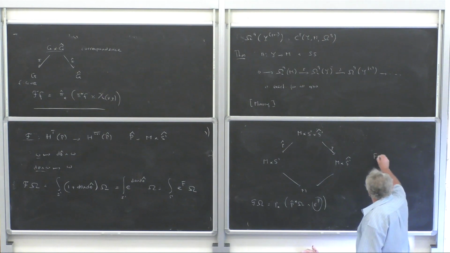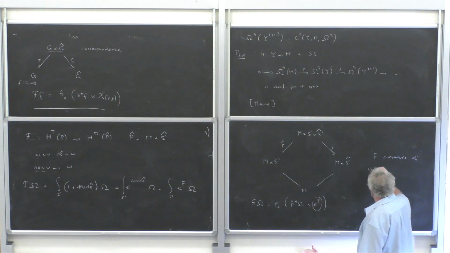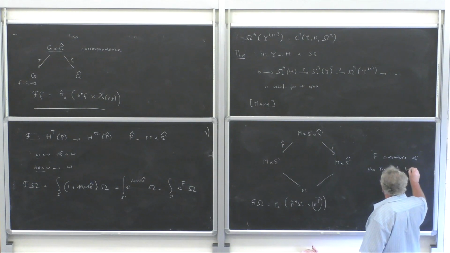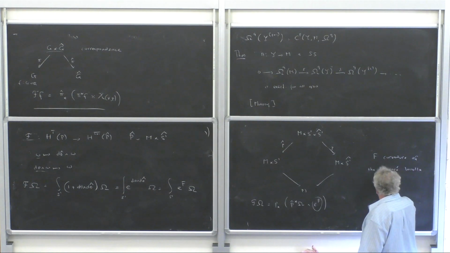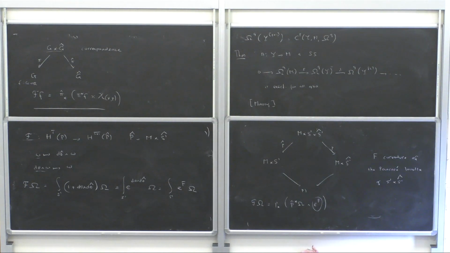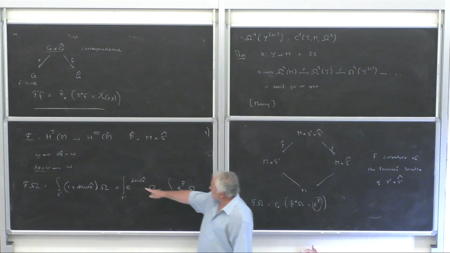So f is the curvature of what is called the Poincaré line bundle over S1 cross S1. So there's a canonical bundle. It's the generator of the second cohomology of this space, and it has a curvature given by this expression.